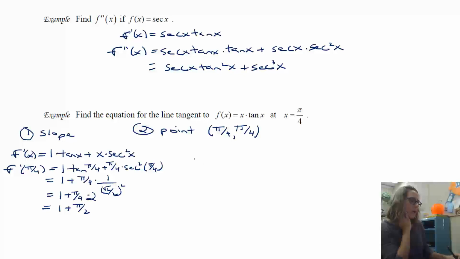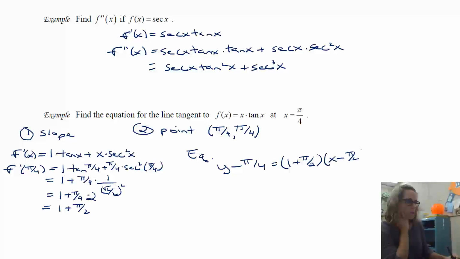So now we're able to write the equation of the line by our point slope form. So y minus y1, which is pi over 4, equals, and then we've got our slope, so put in your slope. And again, pause this at any time if you just want to try it, because you know I'm going to write it, and then x minus pi over 4.